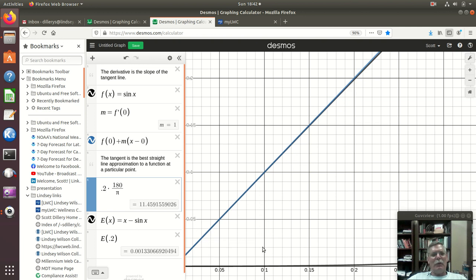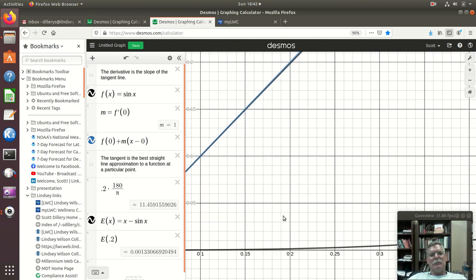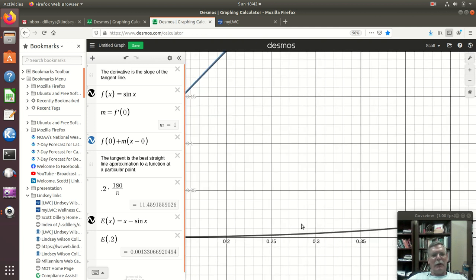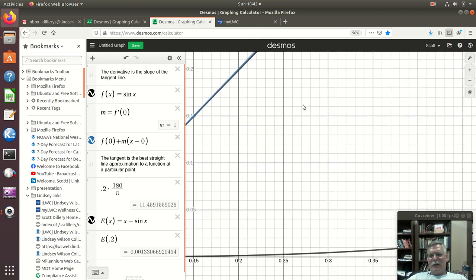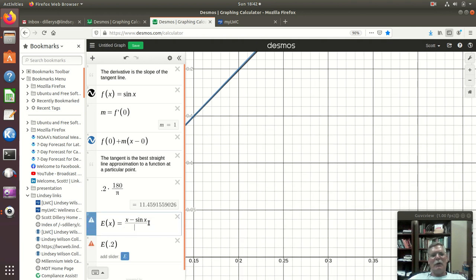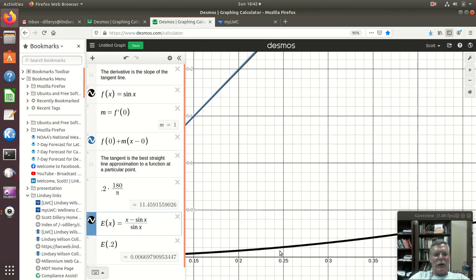And now as I move over, it starts to get bigger. But remember, sine of x and x are much bigger. And so we could also ask relative error. And so we could take this whole thing and divide by sine of x. And we look at this relative error, and we see that here's 0.05, so that's a 5% error.